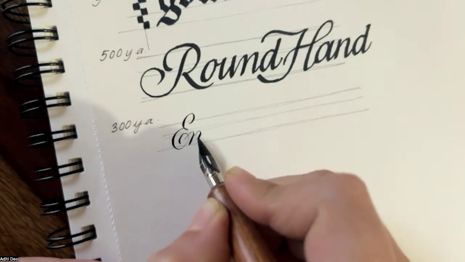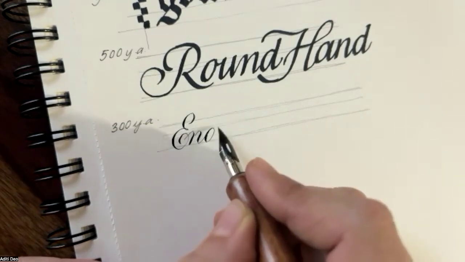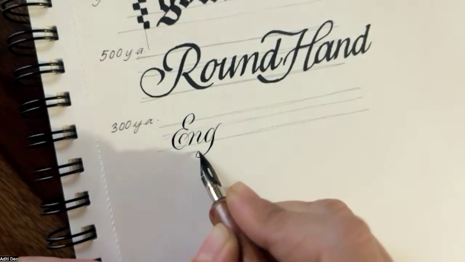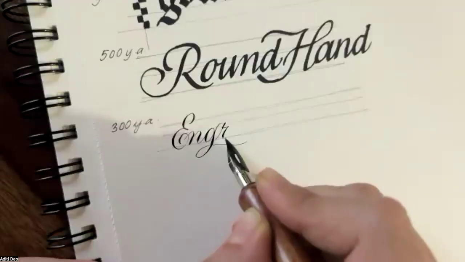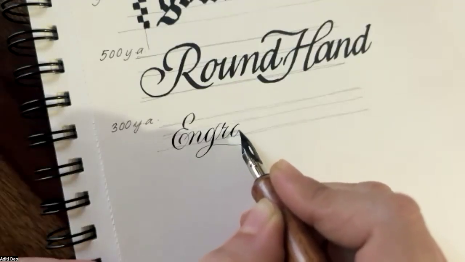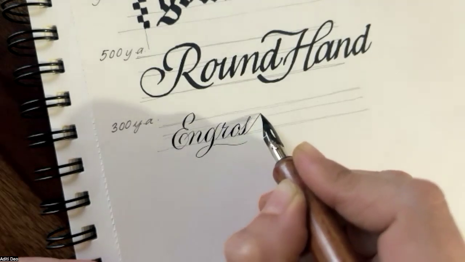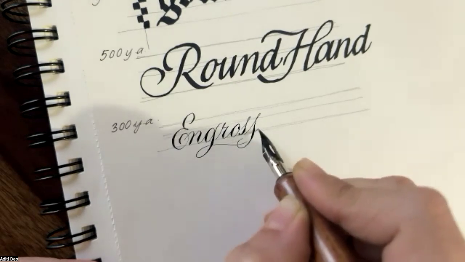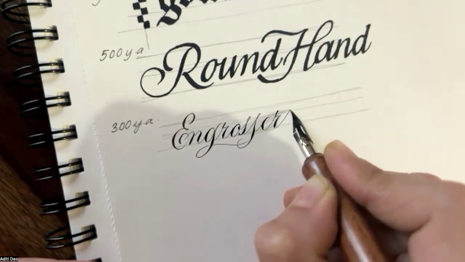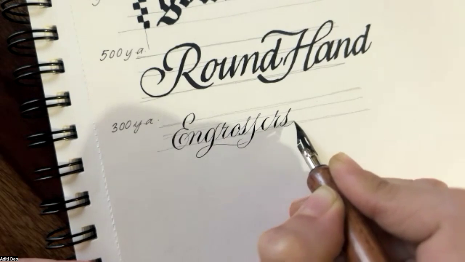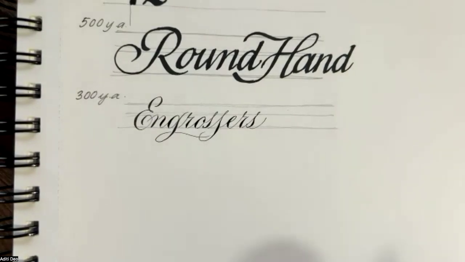So I can make the same thick and thin strokes, but I'm making these by using a steel nib. The earlier nibs used to be made from feathers. The steel nib could last much longer. The feathers would last maybe a week or so. So this is the engrosser script. Isn't it pretty?